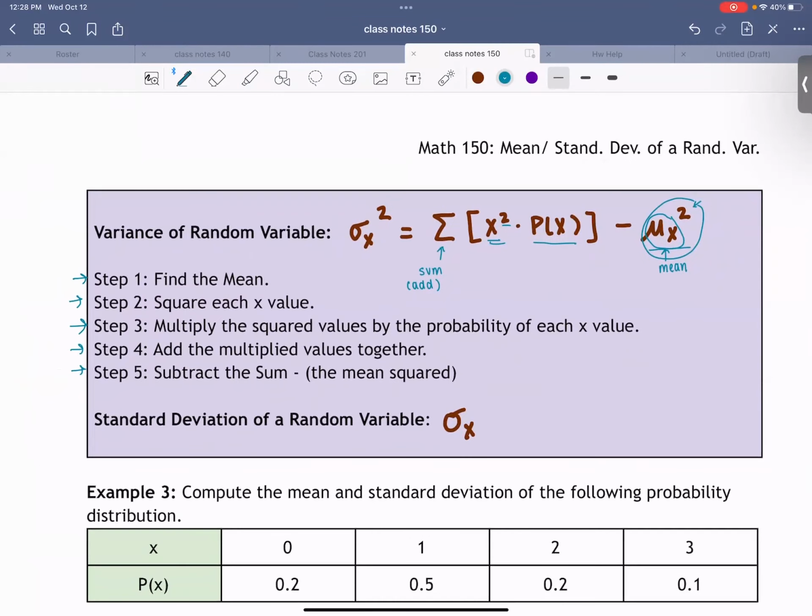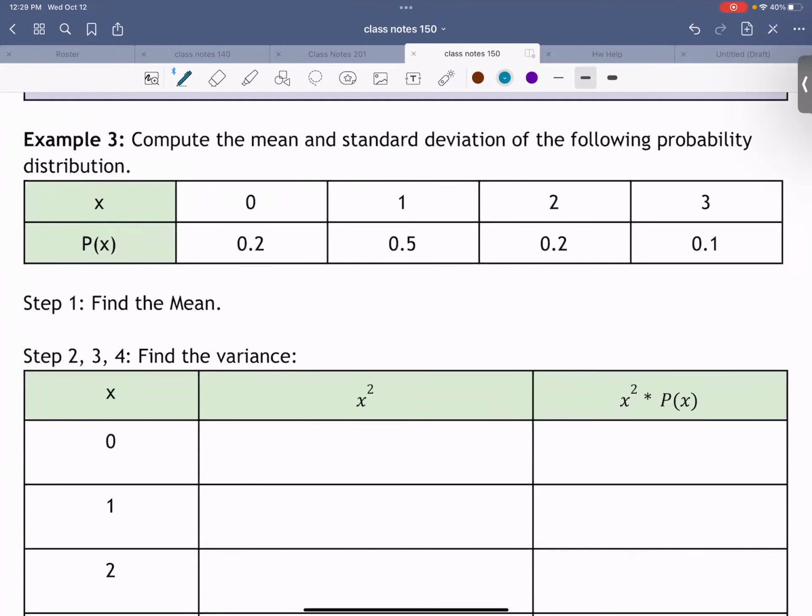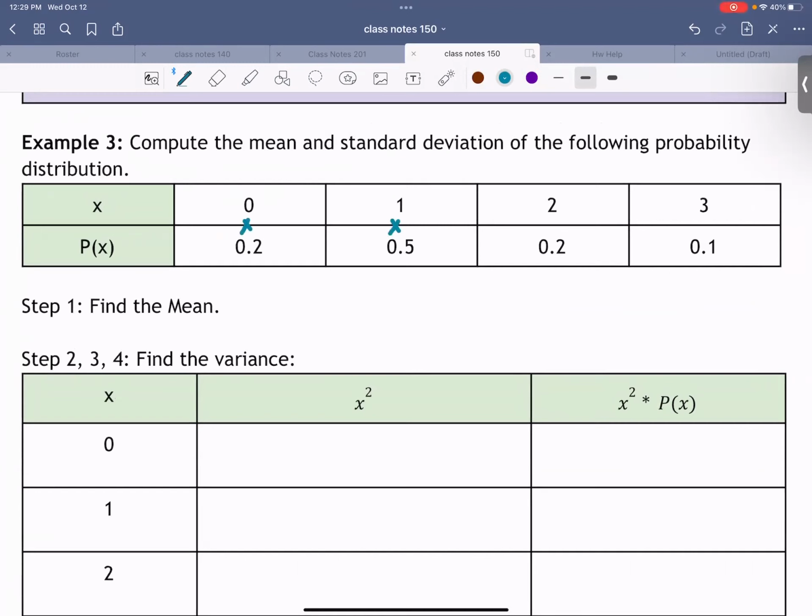Let's do an example and see how this actually ties together because I feel like I spoke a lot. Let's do an example to kind of make this make more sense. Okay, so up here we have a probability distribution, 0 through 3. When I want to find the mean, what's the first thing I have to do? Multiply, right? Multiply down. 0 times 0.2 is 0. 1 times 0.5 is 0.5. 2 times 0.2 is 0.4. And 3 times 0.1 is 0.3.